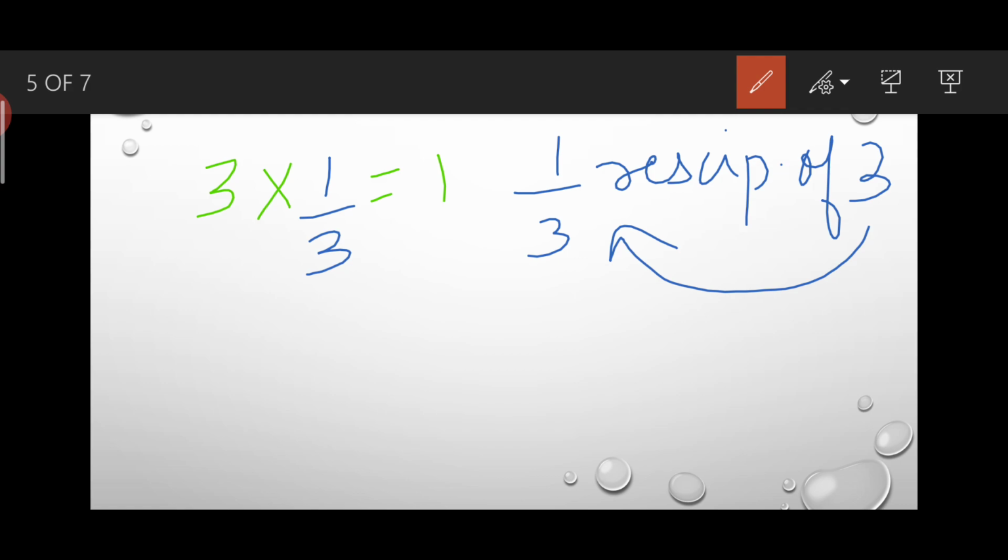If any number is given, just say we have a number 2, if there is no denominator given, then it is obvious that the denominator will be 1. Okay, so for reciprocal you just have to swap the numerator and denominator. Swap means you have to change their position. So to find the reciprocal, here 2 was the numerator, so you have to make it the denominator now, that is 2 here and 1 here.